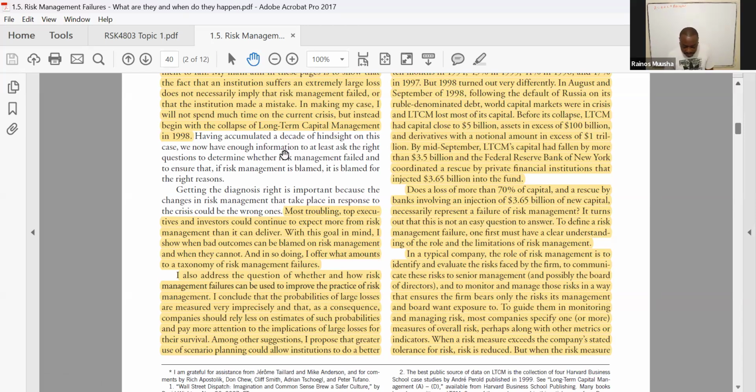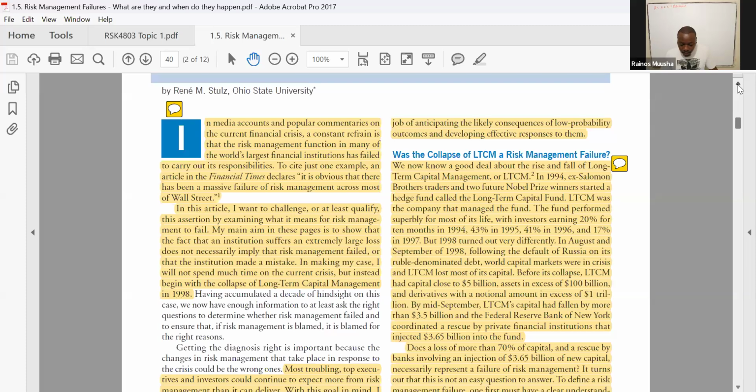So as I say, among other suggestions, I propose that greater use of scenario planning would allow institutions to do a better job of anticipating the likely consequences of low probability outcomes and developing effective responses to them. So which means it's a way of mitigating these low probability outcomes as well. We should use scenario planning. And in study unit 2, we're going to look at scenario planning in detail as well.